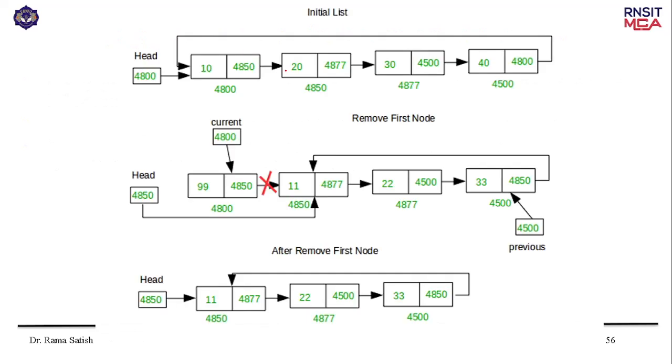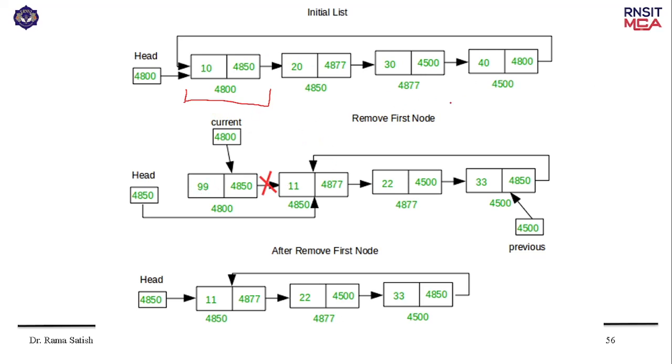Of course, if the element is present, suppose I want to delete the first element. So I am looking for the element which is to be deleted. 10 is the element that I have to delete. What I have to do is very simple. So this is the initial condition. So remove the first element.